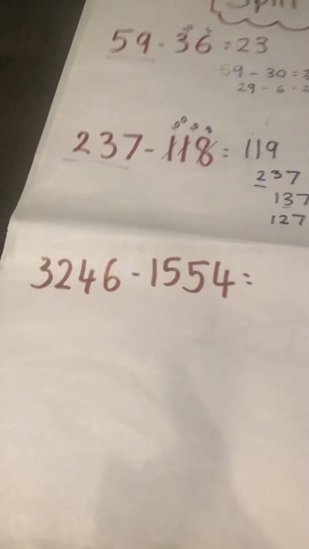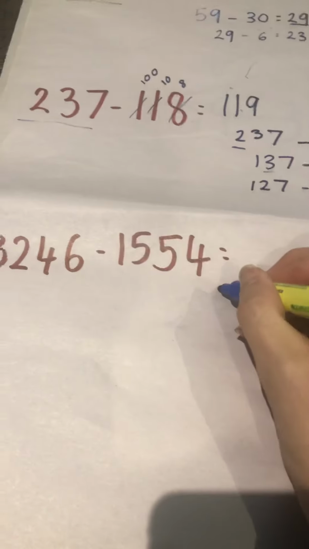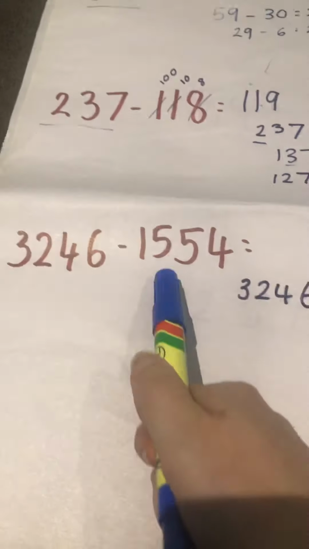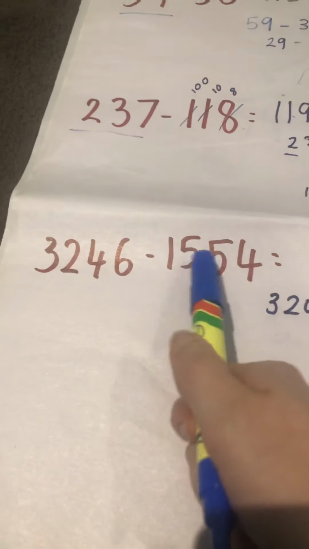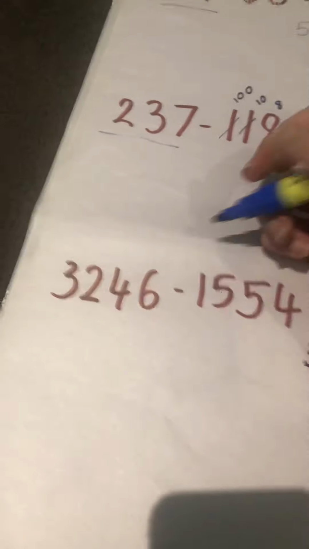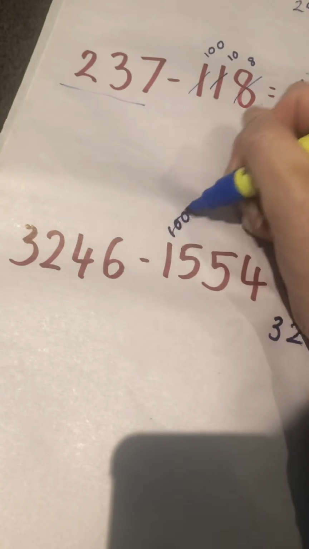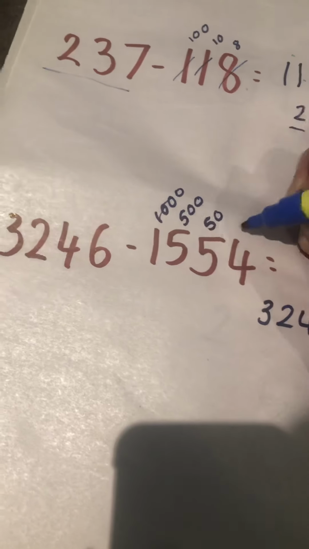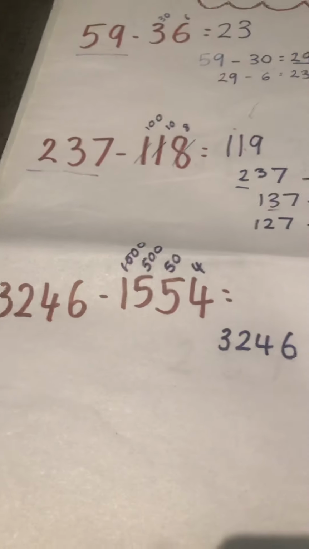Okay, so again, like we've been doing previously, your first line of working out, you need to write down your first number, as that is what you're taking away each of these numerals or place values from. Okay, let's label above to see what these numbers represent. So the 1 is 1,000, the 5 is 500, this 5 here is 50, and this one is 4 little ones.